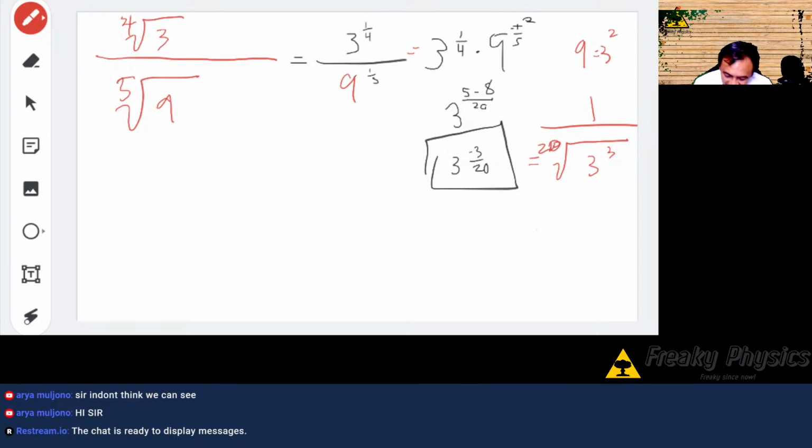Okay. All right. So of course you can simplify the 3 cubed later on, but for now I guess we can end here.